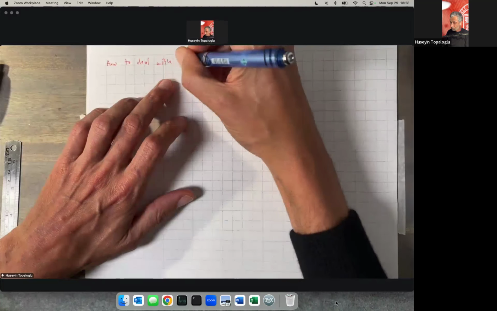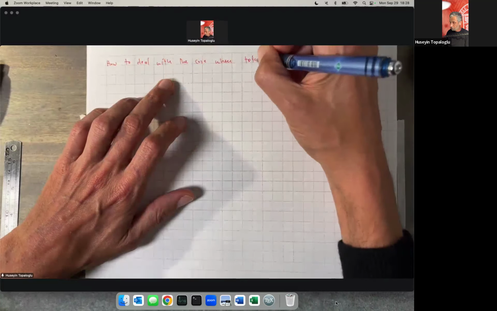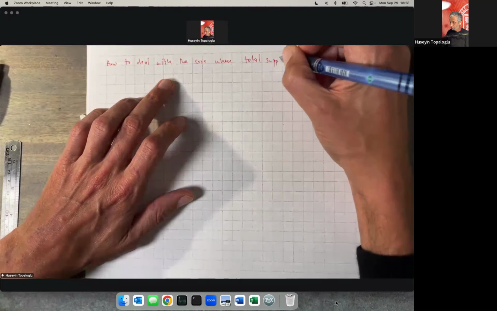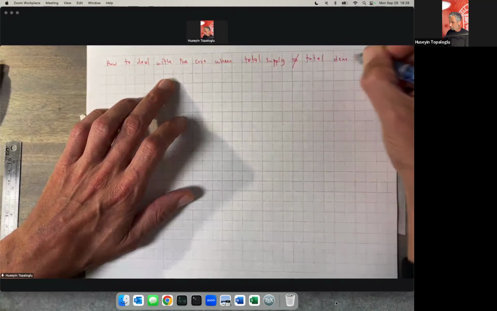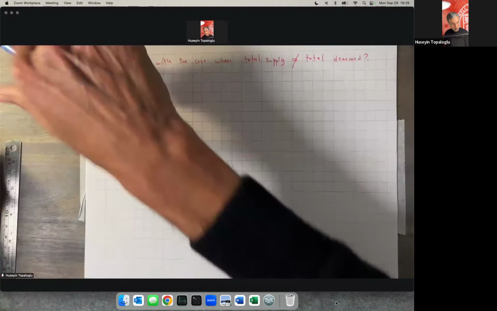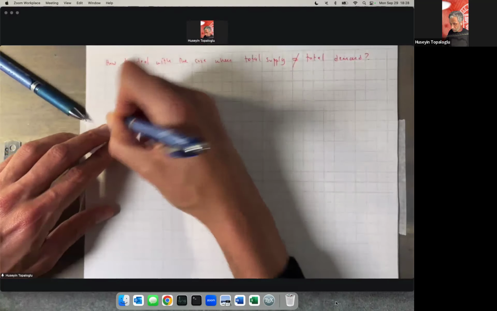How to deal with the case when total supply is not equal to total demand. Okay, let's take an example. Let's tweak our previous example a little bit.